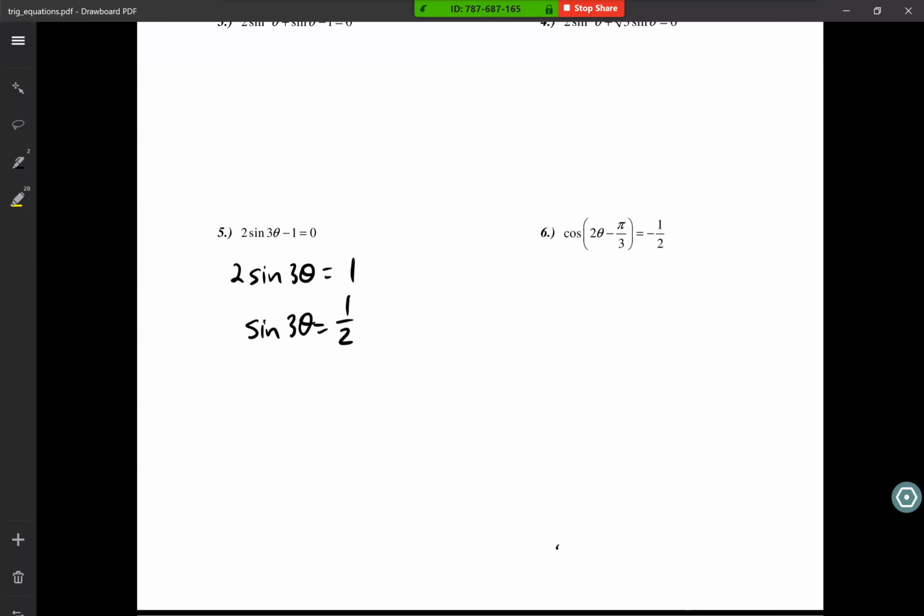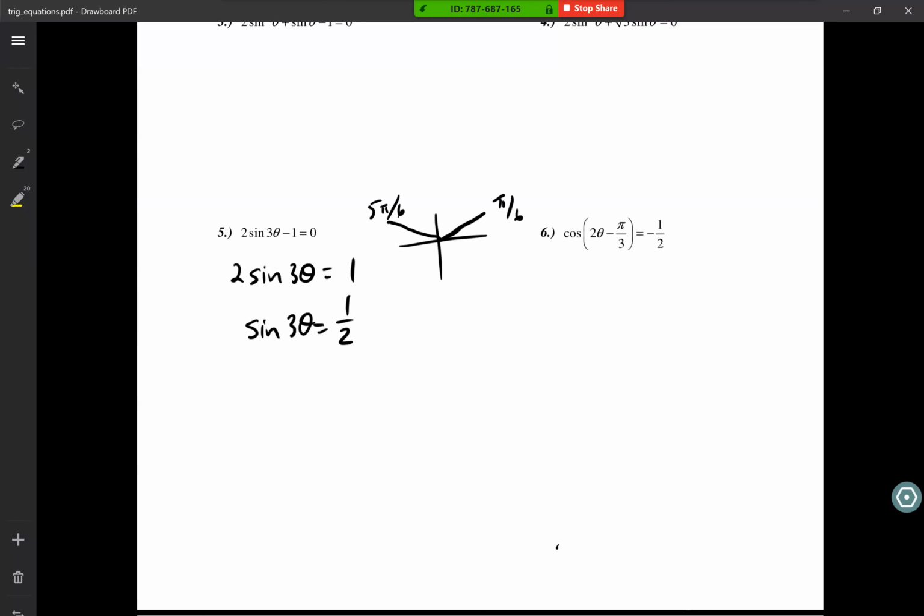So I need an angle over in quadrant 1 that has a sine of 1/2. What angle over in quadrant 1 has a sine of 1/2? 30 degrees. 30 degrees, which is pi over 6, good. And so then we also need the one that's over in quadrant 2, which is 5 pi over 6, cool.